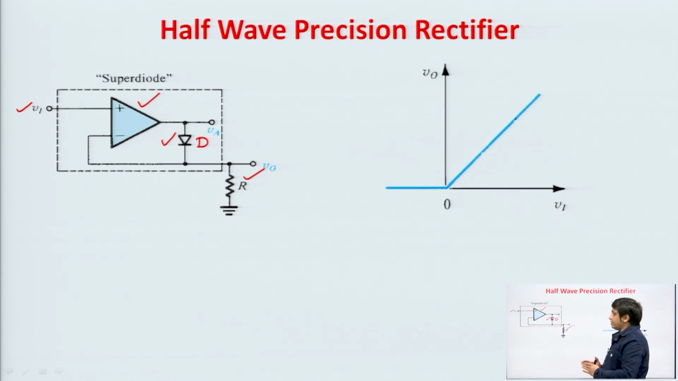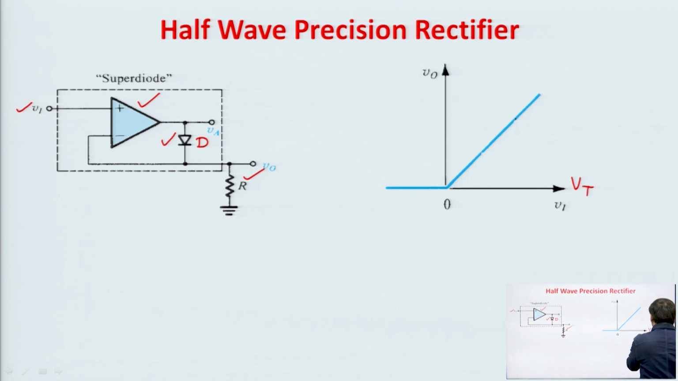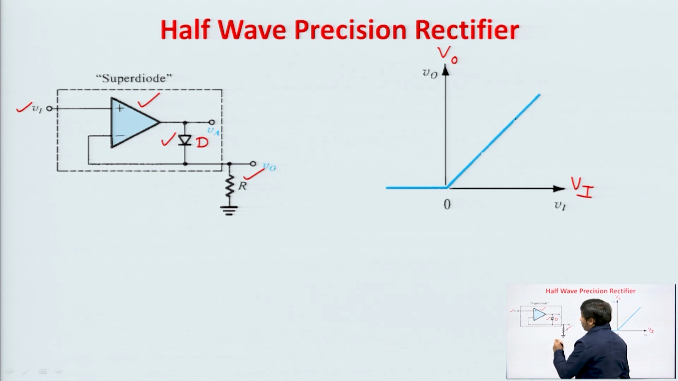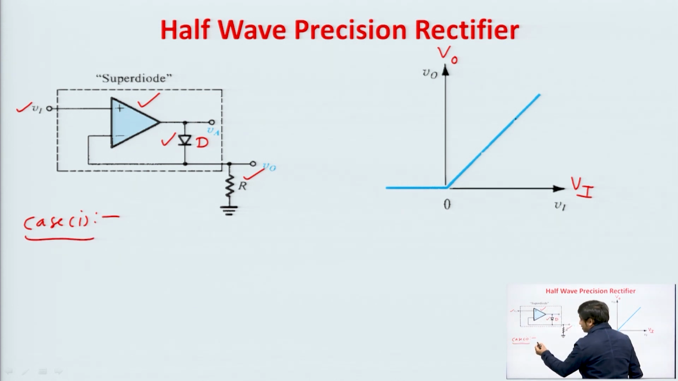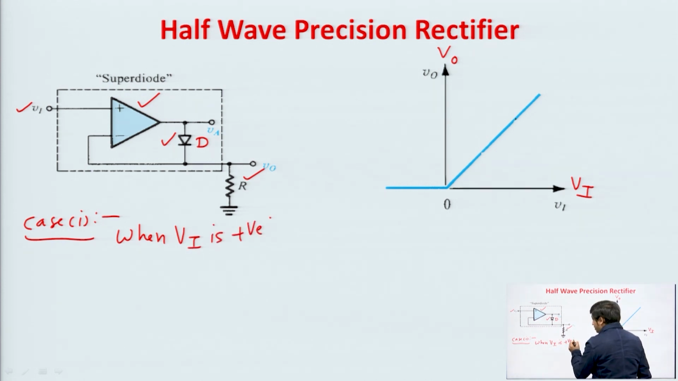So, firstly we are going to study the working of this circuit, and we will draw the transfer characteristics of this half wave precision rectifier. The transfer characteristic is the graph between the input voltage Vi versus V0. Now, to understand the working of this circuit, we need to understand two cases. Case 1 is when Vi is positive.